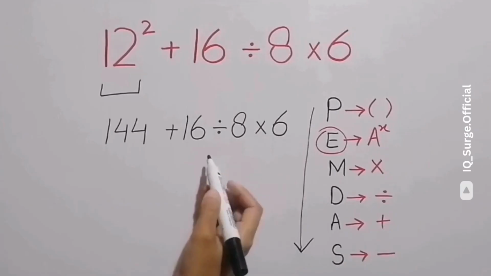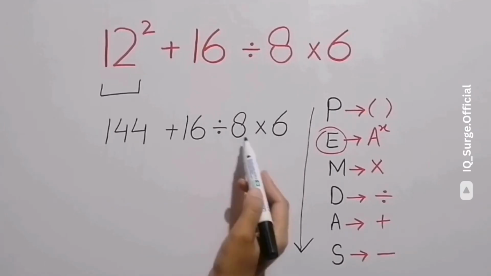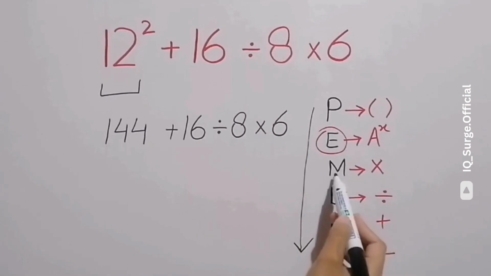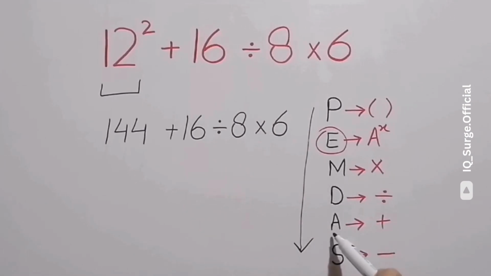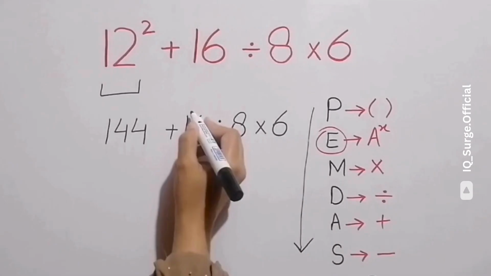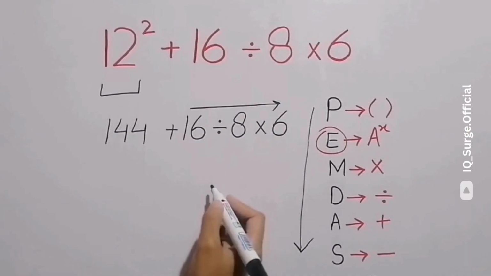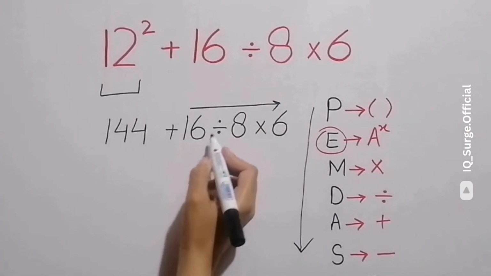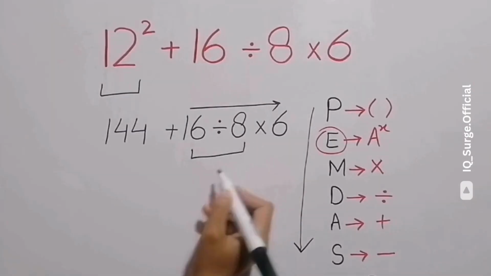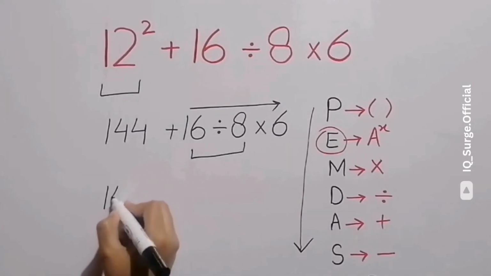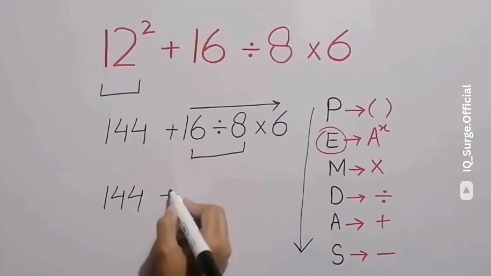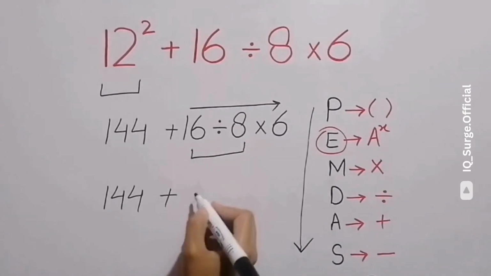In the next step we need to handle the division and multiplication, since multiplication and division have higher priority than addition. In this situation, the best thing to do is to start from the left side of the expression and move toward the right, performing division and multiplication in order. So, first we perform the division between 16 and 8, and this expression simplifies to 144 plus 16 divided by 8 equals 2.